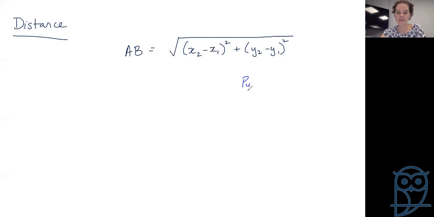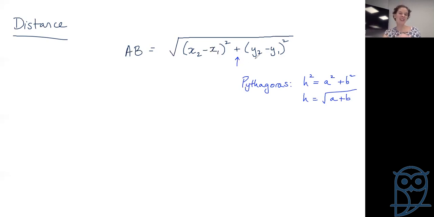Think of Pythagoras. h squared equals a squared plus b squared. So h equals the square root of a squared plus b squared. This is a nice way to remember that it's the plus in the middle between them. And therefore, if the plus is in the middle, the minuses must be in the brackets. Okay, you do have to be very familiar with these. You have to learn these formulas.